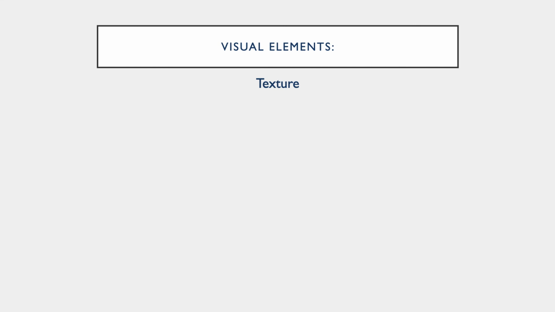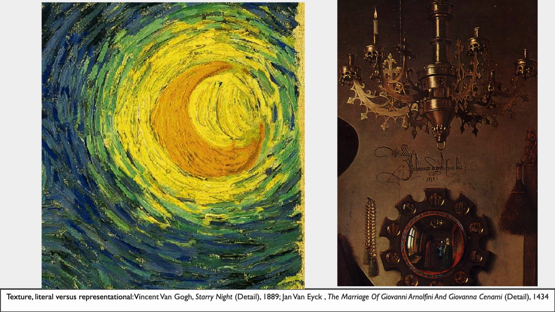Another visual element to consider is texture. We all know what texture is. Some texture in artwork is real or literal, something that you could actually touch with your hands. We can't actually touch a Van Gogh painting, but if you could, you would feel a very rough surface texture that we call impasto. In the painting on the right, you have this illusion of texture, this naturalistically painted detail where the surface of the chandelier looks smooth and shiny, and you feel like you could reach up and touch it.